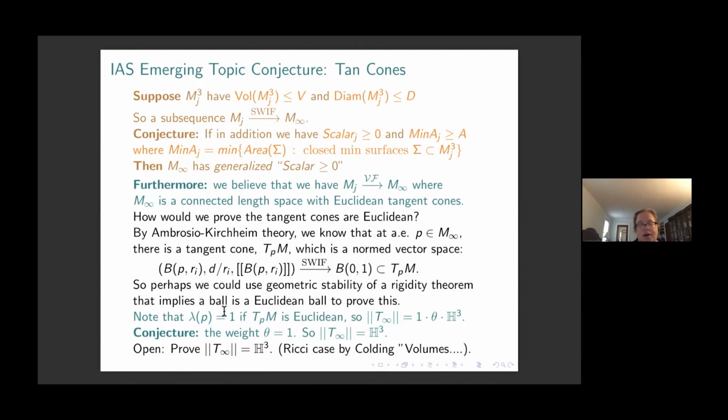Lambda equals 1 doesn't go backwards. This is not convertible. If it's Euclidean, lambda is 1. But if lambda is 1, it's not necessarily Euclidean. So we won't be able to go backwards, but it will still be a beautiful theorem to know. And it would still be publishable as having extended Colding's work to the scalar setting.